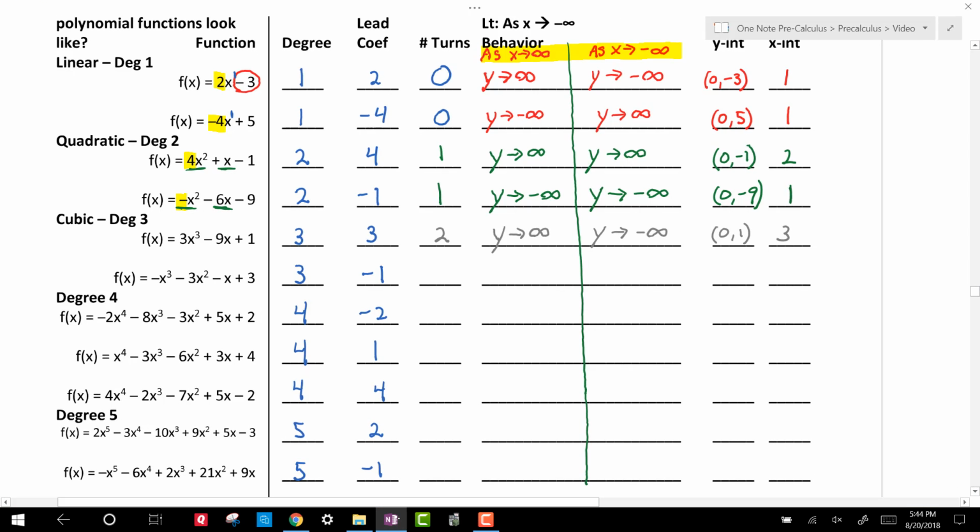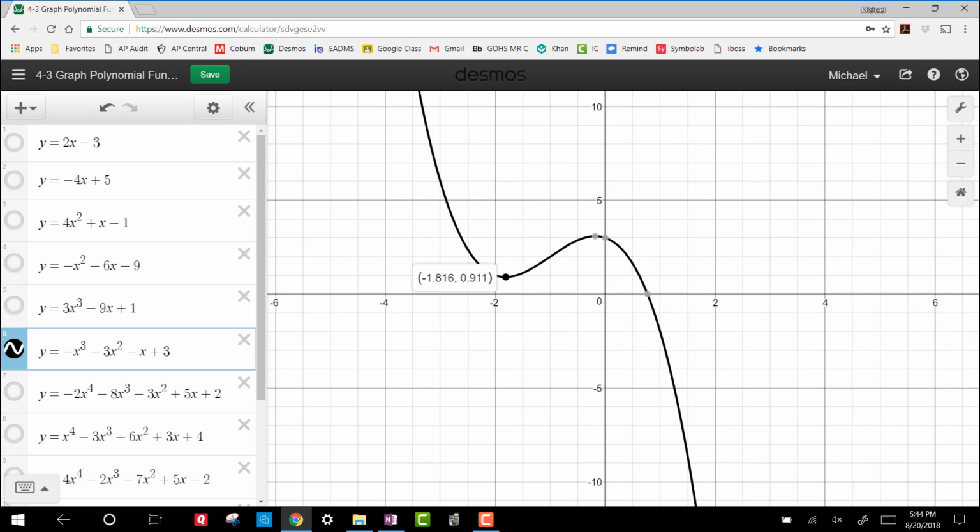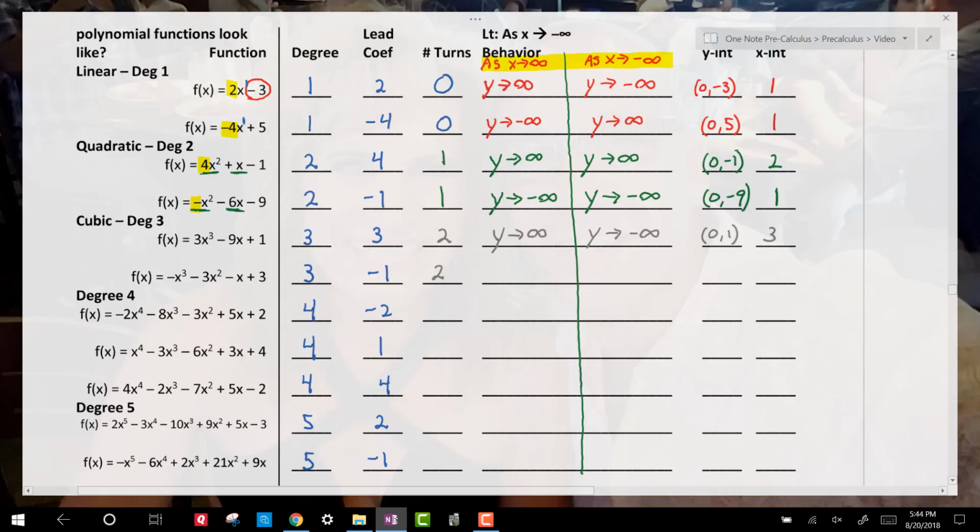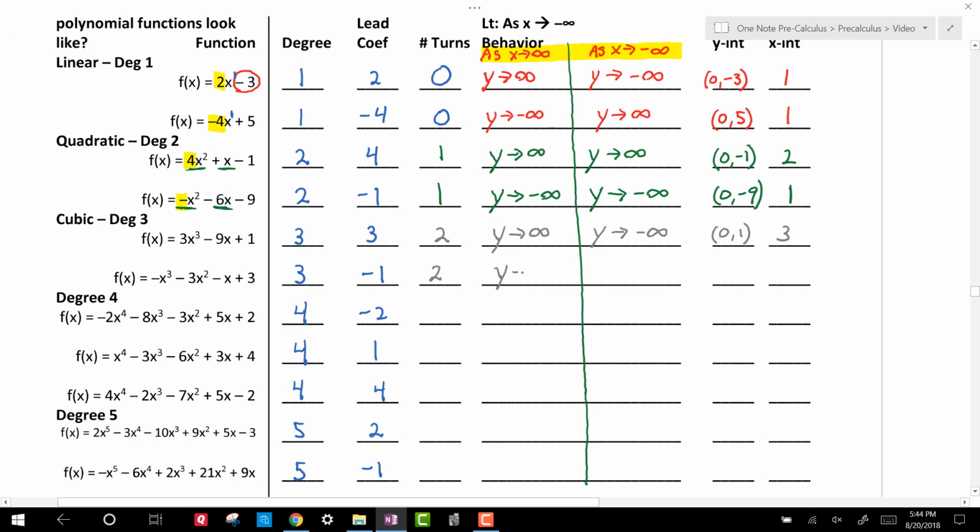Okay? So we have 2 turns still. The right side of this graph, as x went to infinity, you saw that the right side went down and the left side went up. So y on the right side goes down, that's negative infinity. Y on the left side goes up, so y goes to positive infinity. Y-intercept at 0, 3. And in this case, we only had 1 x-intercept, but we talked about the fact that if we were to shift the graph just a little bit down, we could actually see 2 or 3. Okay?